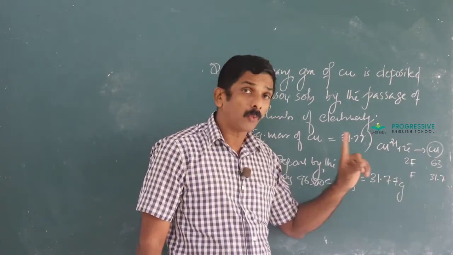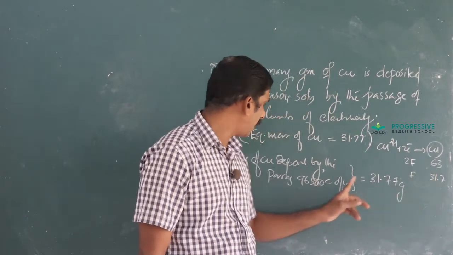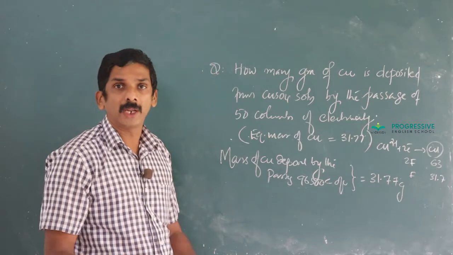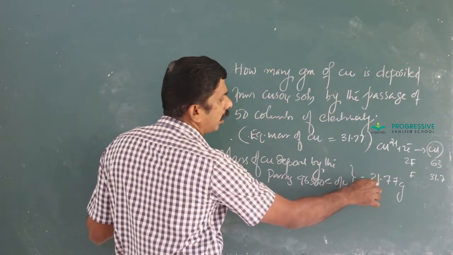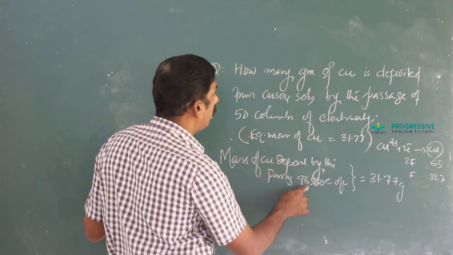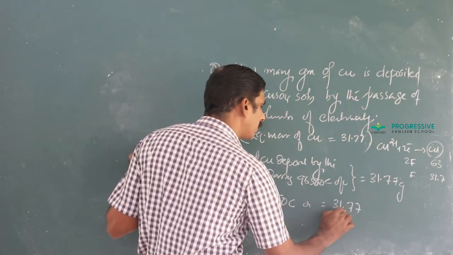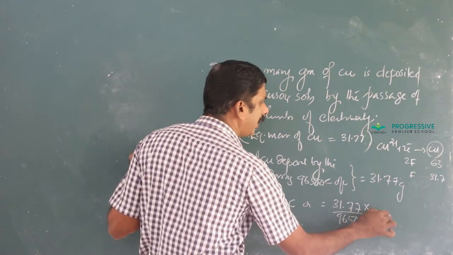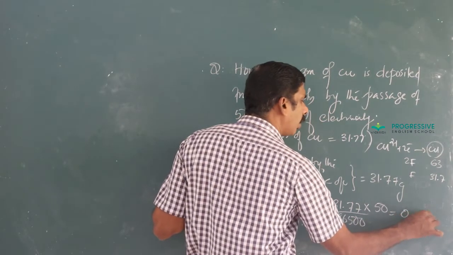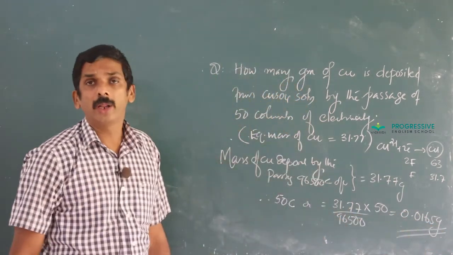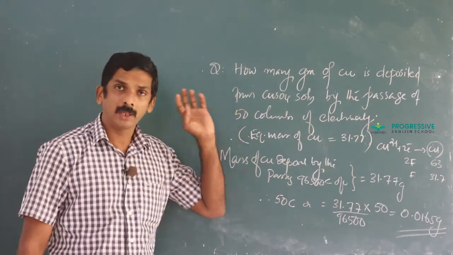Cu2+ plus 2 electrons gives Cu. 2 Faradays are required to deposit 1 mole, that is 63 gram of copper. Therefore, 1 Faraday gives 31.77, and 1 Faraday means 96,500 coulombs of electricity. Therefore, 1 coulomb of electricity deposits 31.77 divided by 96,500. Therefore, 50 coulombs deposit 31.77 divided by 96,500 into 50, which is equal to 0.0165 gram. That is the quantitative aspect, that is, by passing so and so coulombs, how many grams of the respective products are formed. I think it is clear to you.